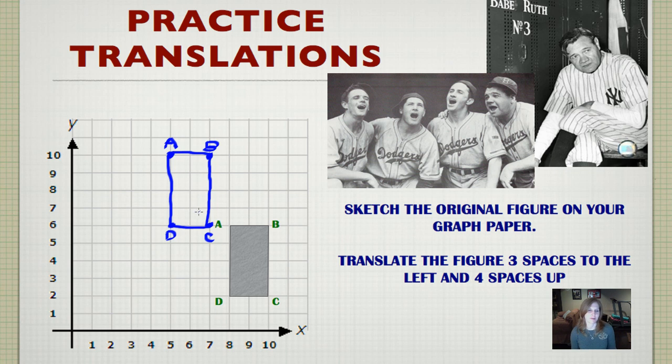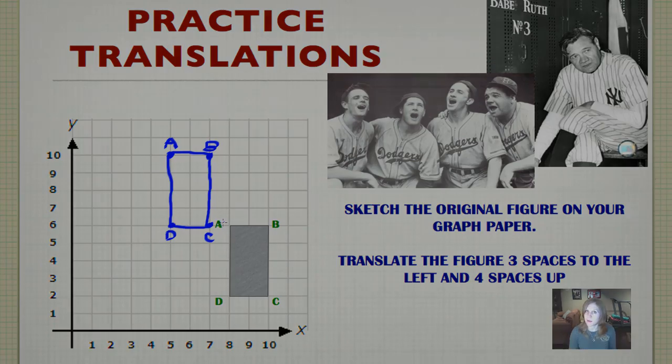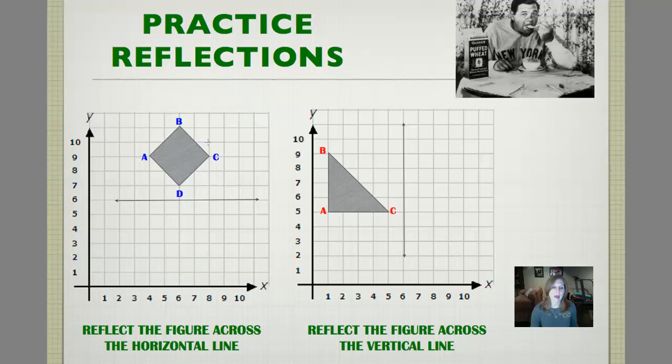And number 2, you're not doing it on a Bamboo tablet. So that is translating that figure 3 spaces to the left and 4 spaces up. Remember, when I'm going 3 spaces to the left, I can subtract 3 from my current X coordinate, and I can add 4 to my current y coordinate. So I want you to go ahead and reflect this figure across the horizontal line.